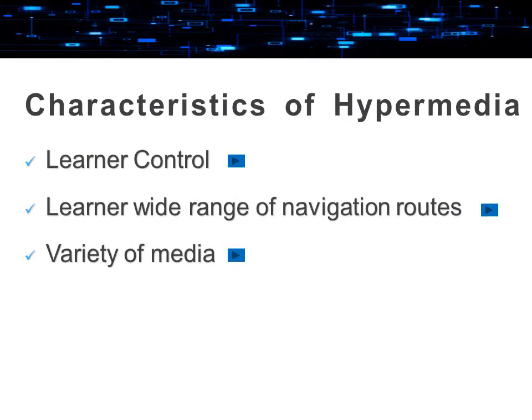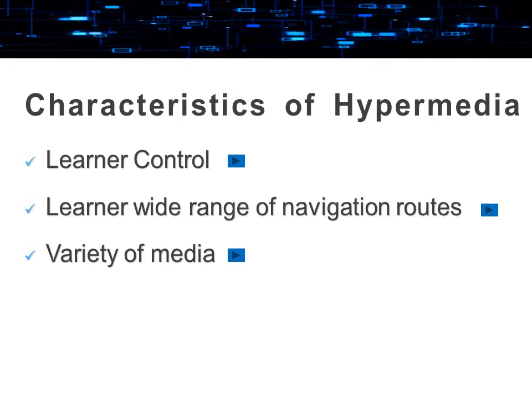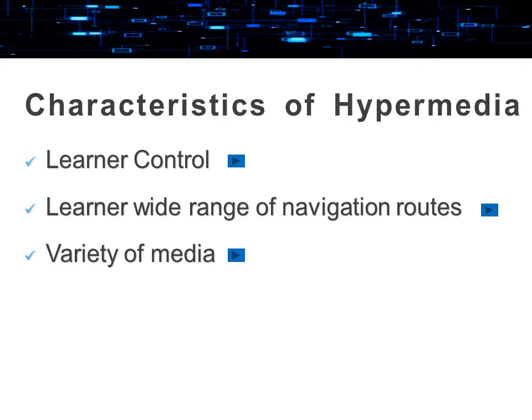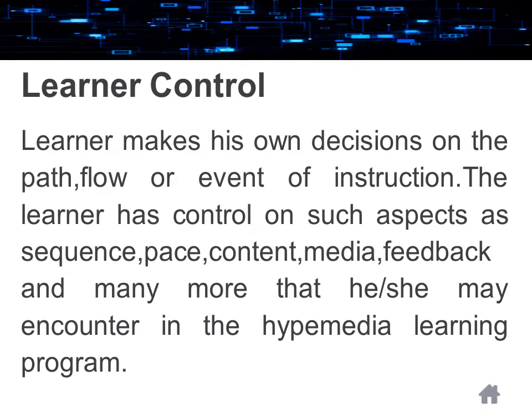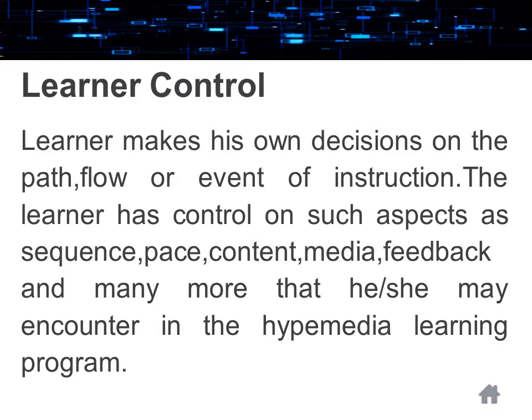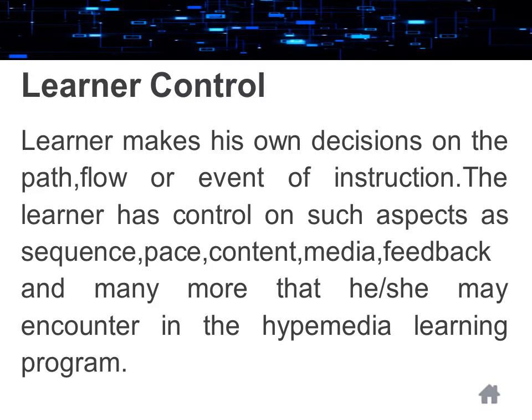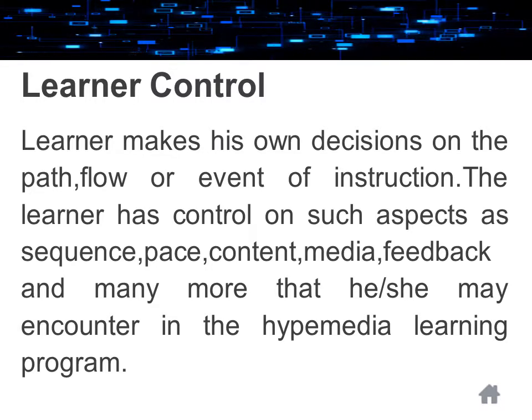Characteristics of hypermedia. First, learner control. Second, learner wide range of navigation routes. Third, a variety of media. Learner control. Learner makes his own decisions on path, flow, or event of instructions. The learner has control in such aspects as sequence, pace, content, media, feedback, and many more that he or she may encounter in the hypermedia learning program.